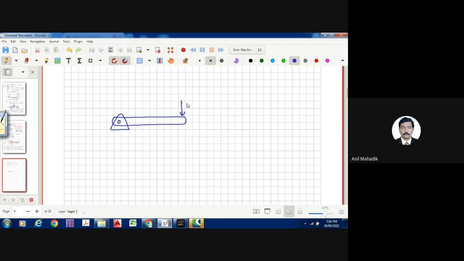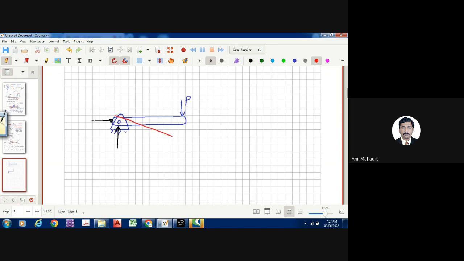ऐसे एक लोड है. So is it okay? No, sir. Why? Because there is a rotation at the support. So at the support, actually, okay, there will be reaction like this, but it cannot be at the same position. It will rotate.